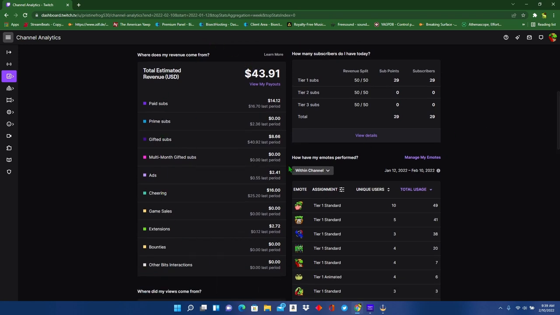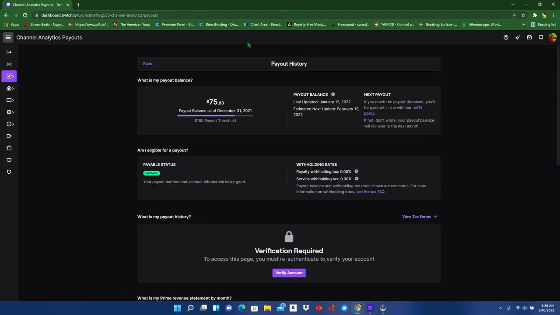Now we move down to the revenue. Where does your money come from section? Of course, this is all for affiliate. Here you can see your payout history, and you see how much your balance on your payout is, when it was updated, and when it will be updated again.